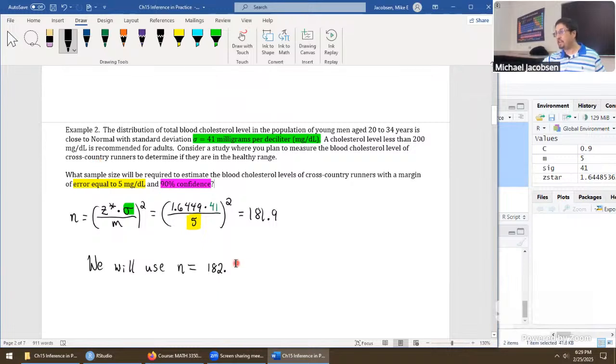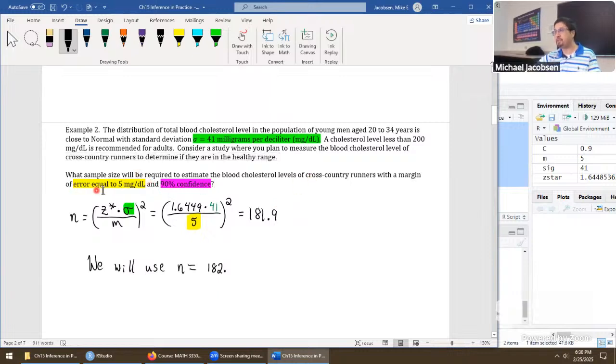At 182, that's a lot of elite cross-country runners. Depending on how elite these are, maybe we're looking into a specific country like Russia or something along those lines. If these are a small pool of Olympic athletes, there might not be 182 of them. Some of these populations we deal with are very, very small. So this informs us the study might not be able to be done as planned. So this is good information already.